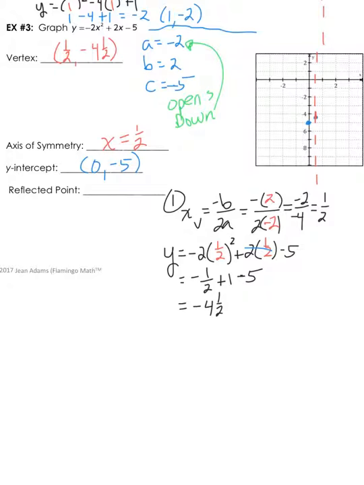So here's where you have to be a little bit careful. This is 1/2 unit from the axis of symmetry, so 1/2 unit on the other side is right there. So that's my reflected point. So the reflected point is at (1, -5).